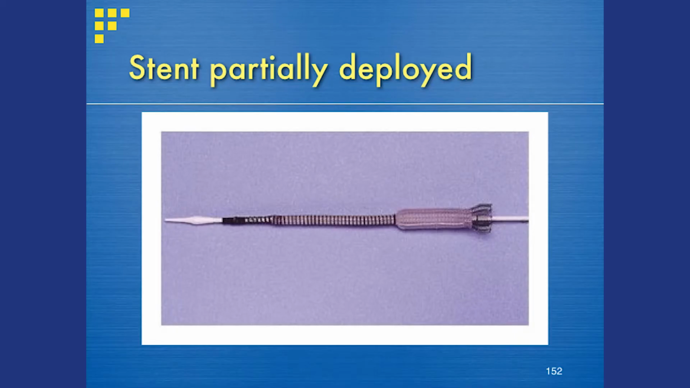That's what they look like. They're put in, the pointy end goes through the obstruction, and then when they withdraw this, it expands and just kind of creates a new lumen.